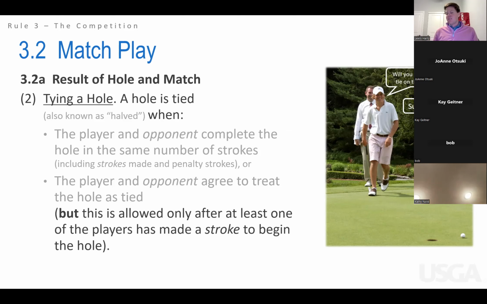This hole is maybe our nemesis. We just can't seem to play this hole well. We both just hit a shot out of bounds. Well, me and my opponent could just say, do you want to tie this hole and move on to the next one? In match play, that agreement is permitted. As long as at least one player has hit a stroke on that hole, we can make an agreement to treat the hole as being tied and we'll move on to the next one.